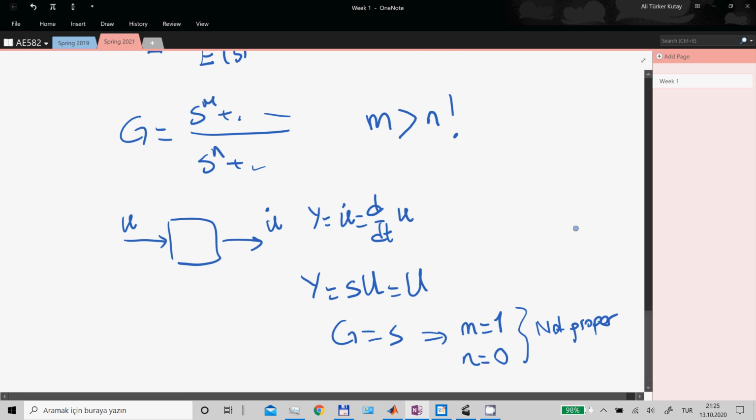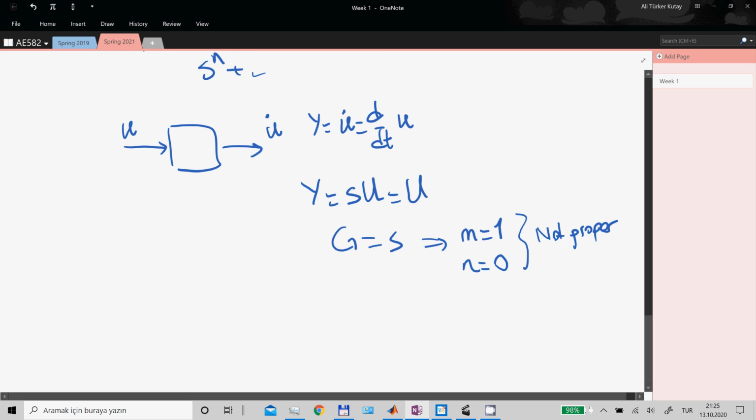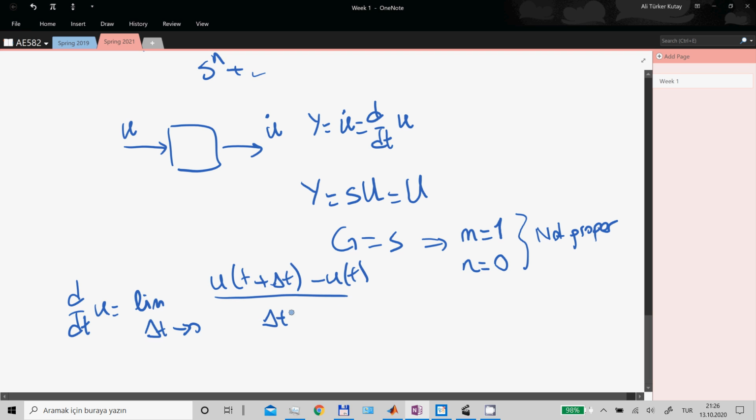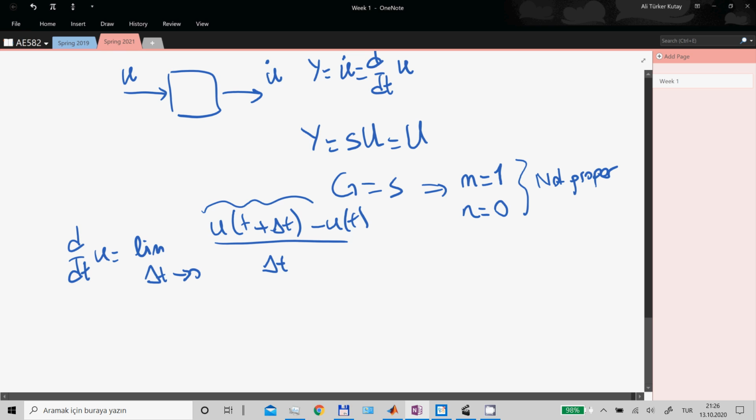You can actually see that in the differentiator, because if you want to take the derivative of a signal, if you remember the definition of differentiation, d over dt, you can write this as the limit as delta t goes to 0 of u of t plus delta t minus u of t divided by delta t. To perform this operation, you need to know u at t plus delta t, but adding delta t to t indicates a future time. So for an exact differentiation, you need to know the future value of the input signal. I think this is the best example I can give you about this realizability.